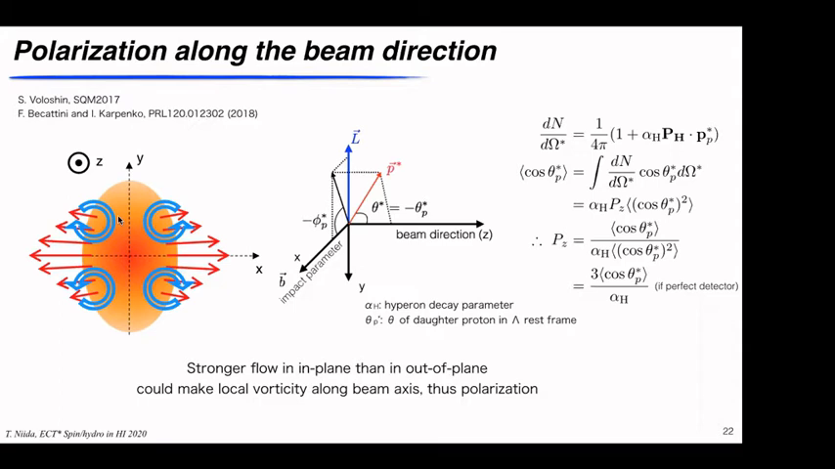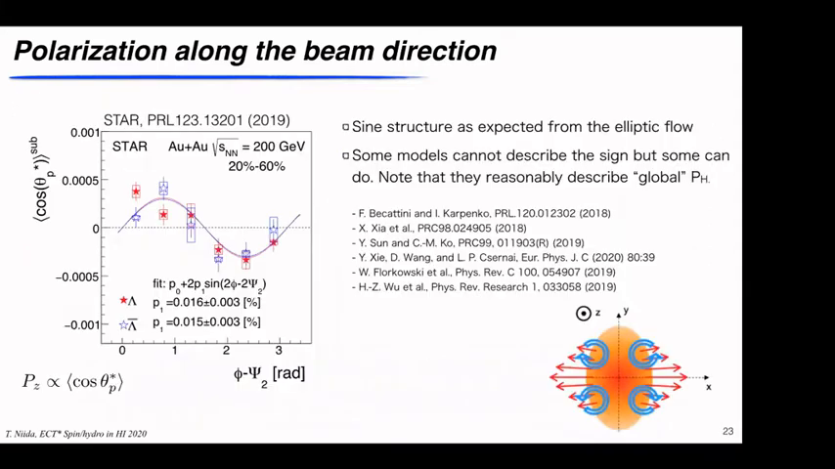And similar to the global polarization, we can also measure it. Basically, we need to project the polarization vector onto the beam direction. So here, this longitudinal polarization is basically proportional to cosine theta star of p. And the STAR experiment measured this longitudinal polarization. This y-axis is the signal of P_z as a function of the azimuthal angle relative to the second order event plane.